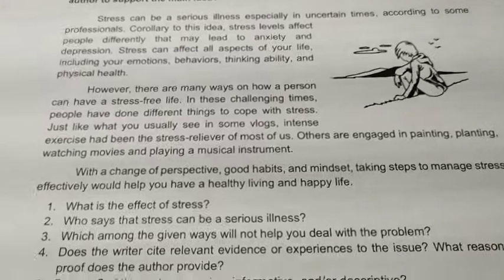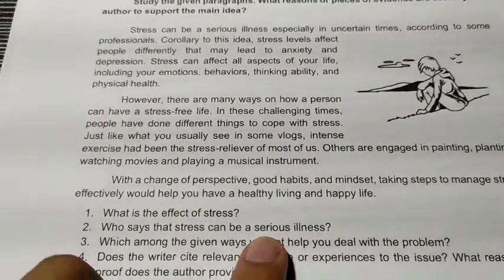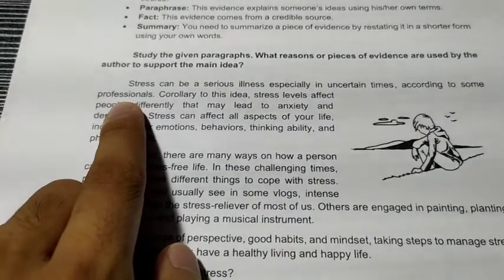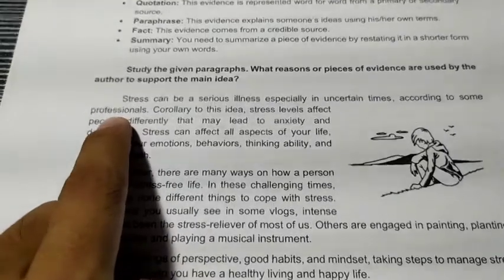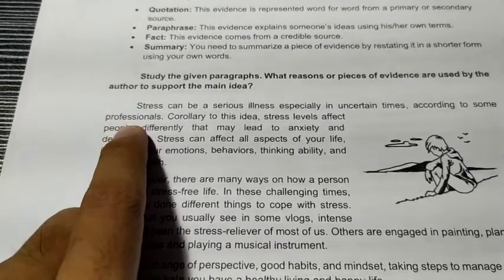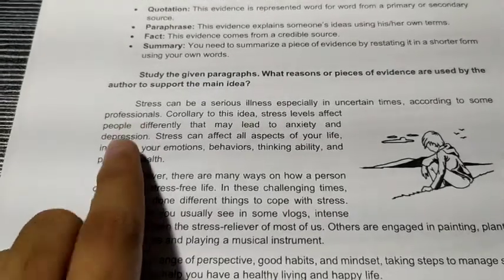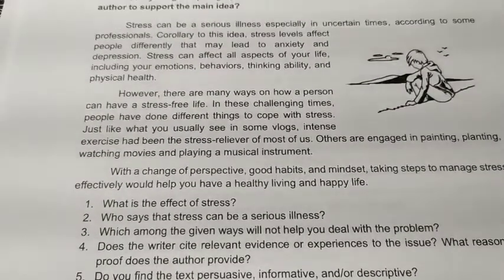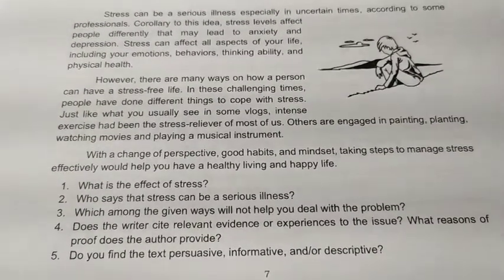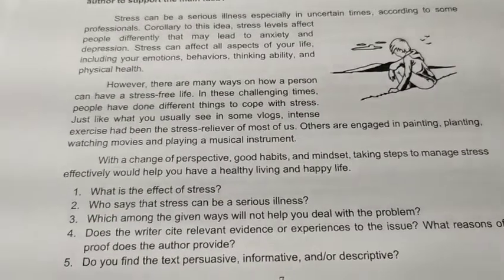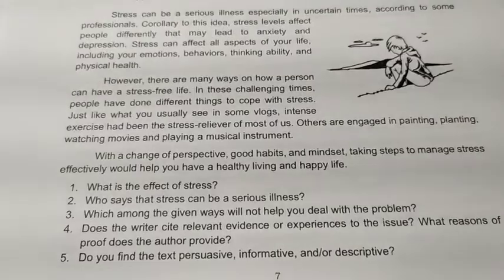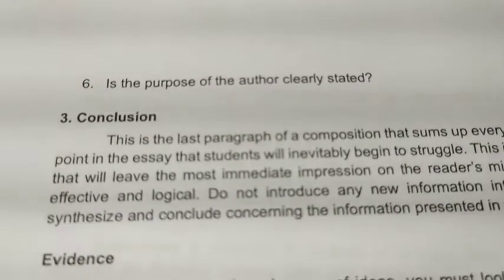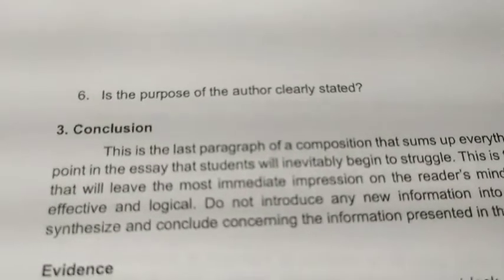So what is the effect of stress? Who says that stress can be a serious illness? That is the professional. So if it is according to professionals, therefore we can say that it's really true and it's really evident as we also observe it now, especially in this time of pandemic. So which among the given ways will not help you deal with the problem? Does the writer cite relevant evidence or experiences to the issue? What reasons or proof does the author provide? Do you find the text persuasive, informative, or descriptive? Is the purpose of the author clearly stated? So we can also consider those things.